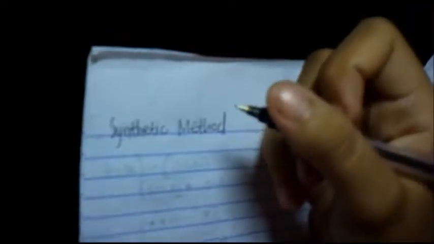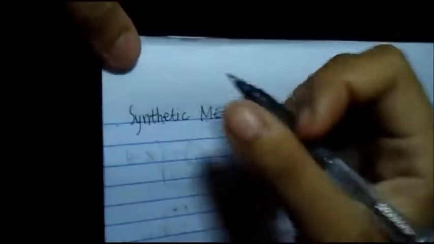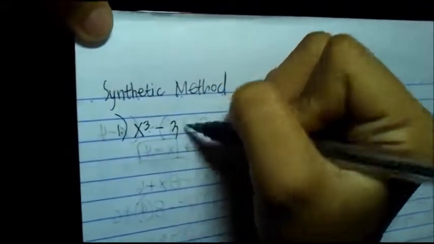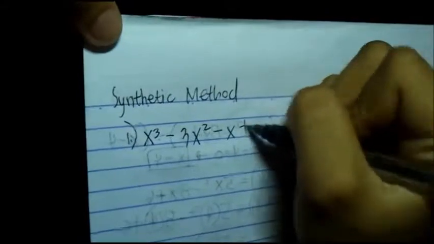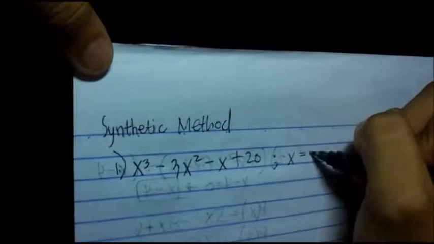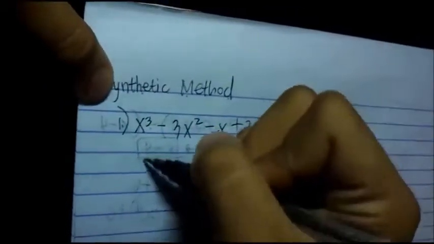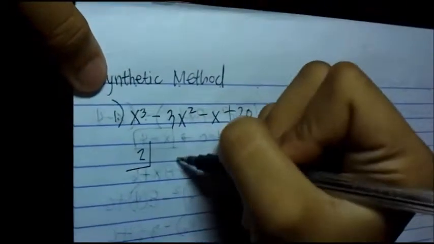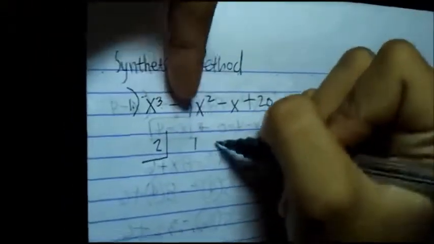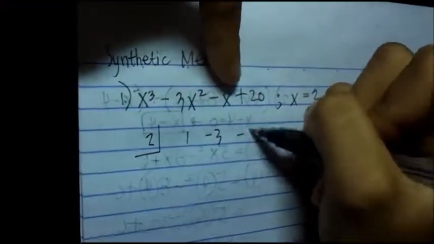Our next topic is the synthetic method to find the quotient and the remainder. So our first example is x cubed minus 3x squared minus x plus 20. Then x is equal to 2. So 2, 1 for the x cubed, then negative 3, then negative 1, then 20.